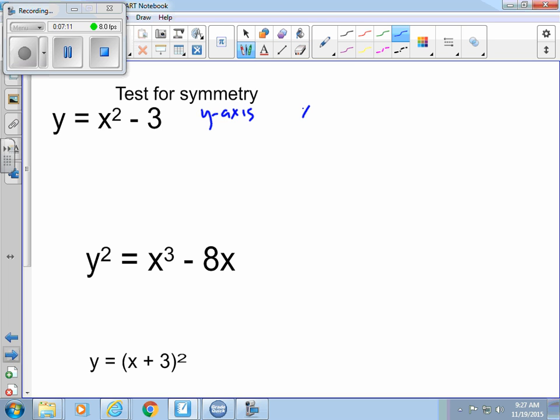Y-axis, x-axis, and origin symmetry. So to test for y-axis symmetry, it says to replace the x with a negative x and see if I get the same equation. So I'm going to try it.